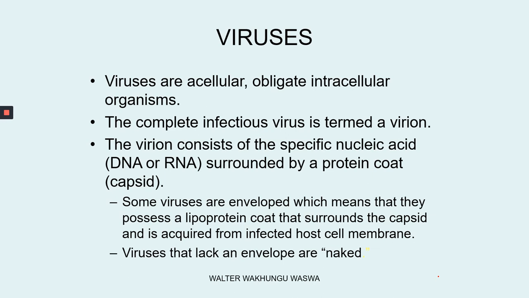Viruses are acellular obligate intracellular organisms, and the complete infectious virus is called a virion. The virion consists of specific nucleic acid, DNA or RNA, surrounded by a protein coat called a capsid. Some viruses are enveloped, which means that they possess a lipoprotein coat that surrounds the capsid and is acquired from the infected host cell membrane. Of course, examples of these are HIV and coronavirus.